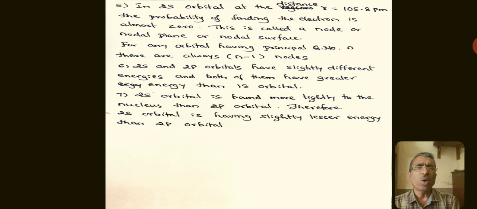2s and 2p orbitals have slightly different energies and both of them have greater energy than 1s orbital. 2s orbital is bound more tightly to the nucleus than 2p orbital. Therefore, 2s orbital is having slightly lesser energy than 2p orbital.